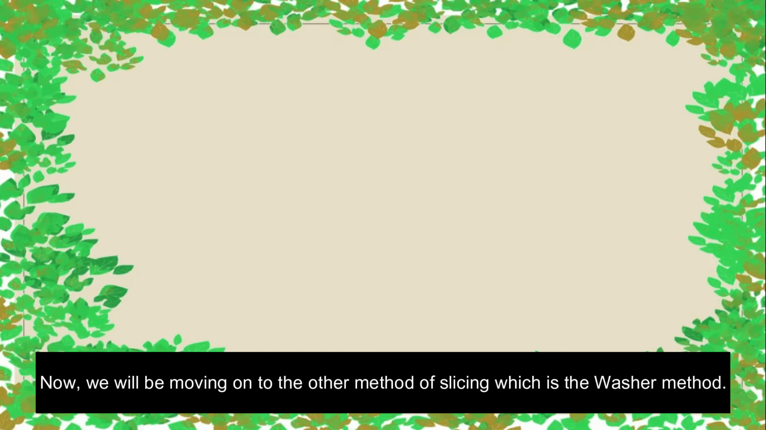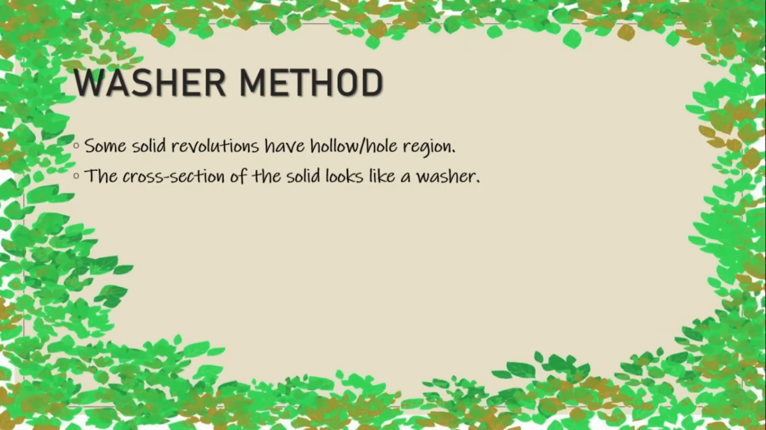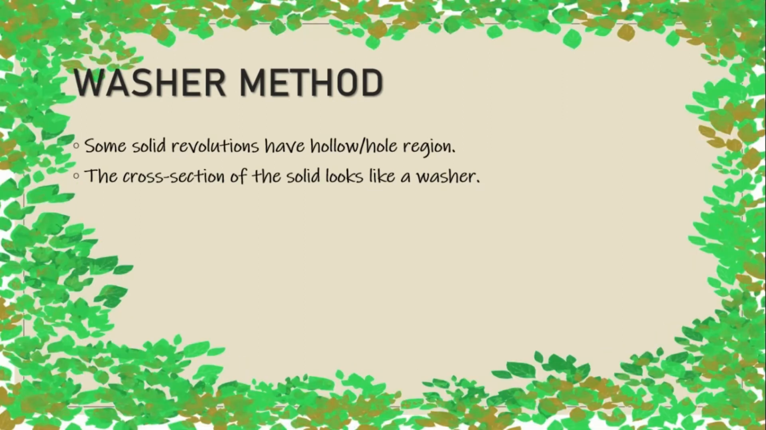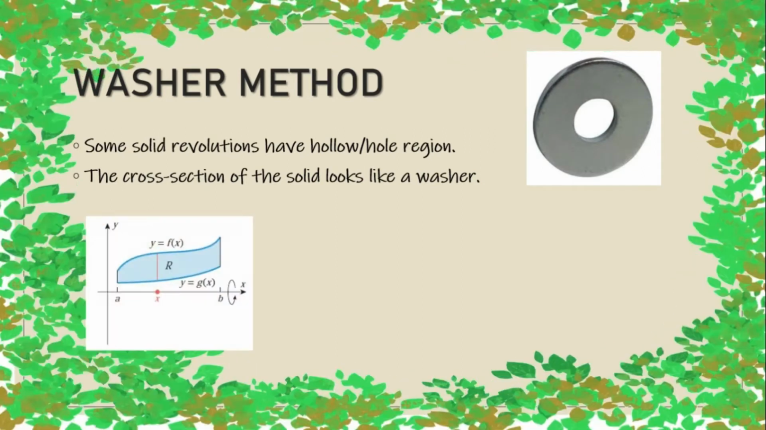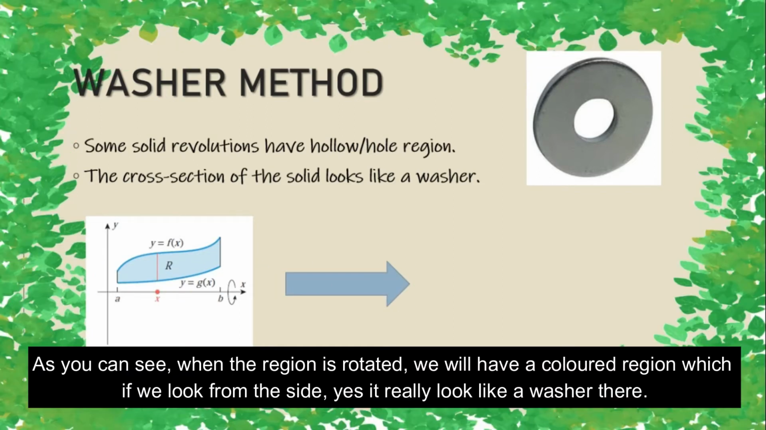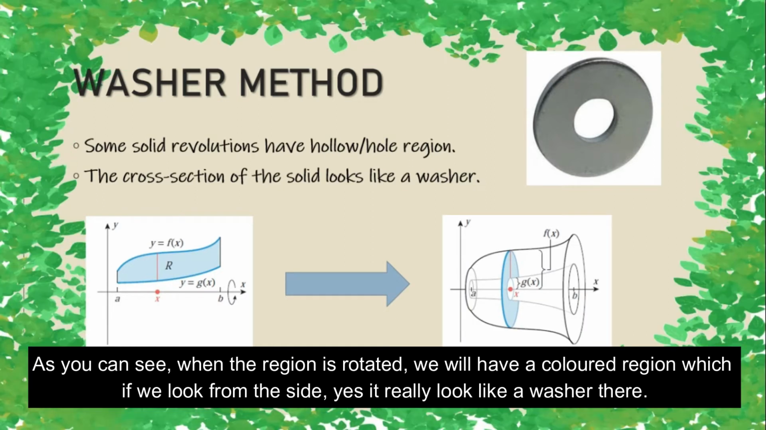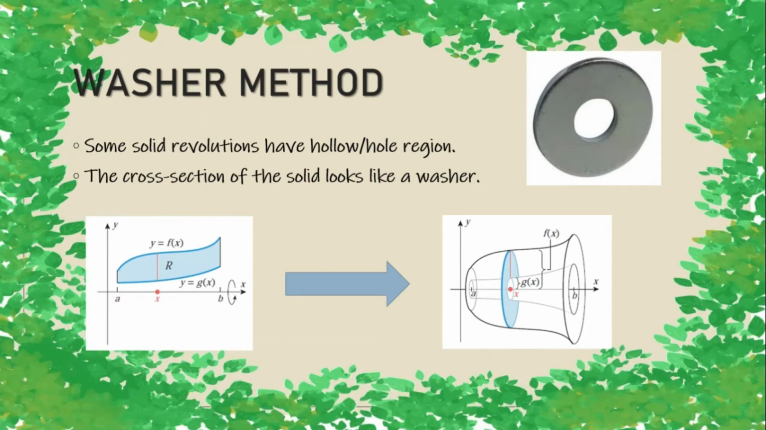Now we will be moving on to the other method of slicing, which is the washer method. This method is for problems in which the generated solid of revolution has a hollow region or a hole. The reason why it's called the washer method is because the cross section of the solid itself looks like a washer, like this. As you can see, when the region is rotated, you will have a colored region, which if we look from the side, yes, it really looks like a washer there.